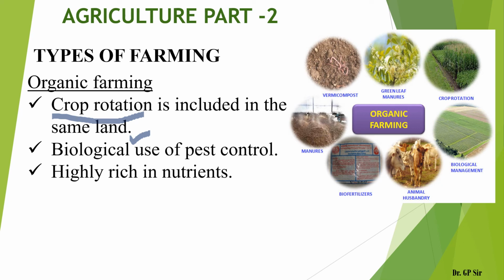You might have observed that organic fruits and vegetables are a little costlier, because they are highly rich in nutrients, since they don't use any chemicals. At home also, if you have a tulsi plant or some plants, whatever the wastage from cutting vegetables, everything is thrown into the garden. Why? That itself is manure. Green leaf manures. I think your mom might have done that. This is how organic farming is done.